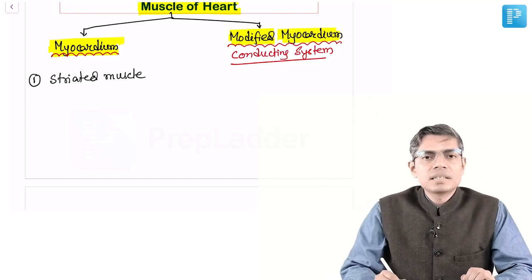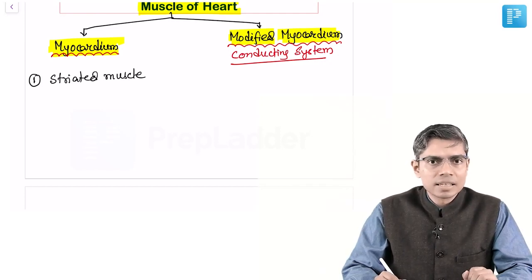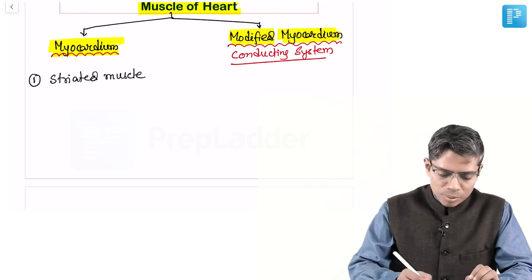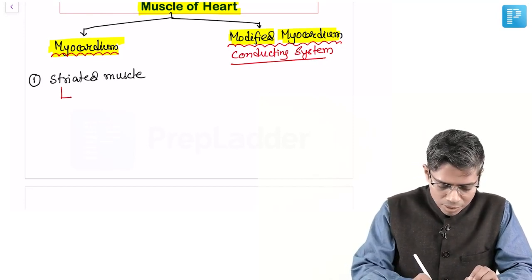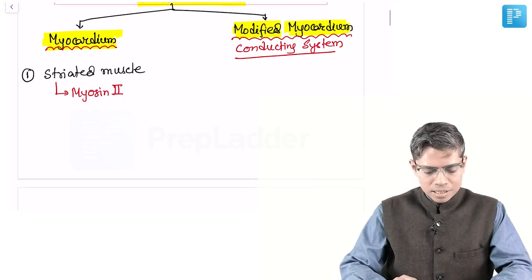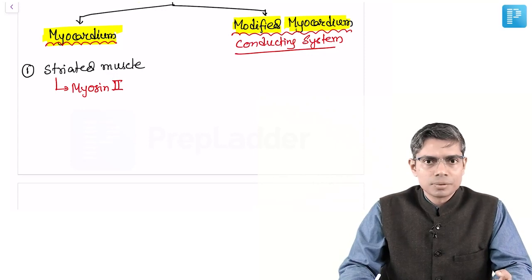And striations are due to the presence of alternate dark and light bands, and that is due to actin and myosin. We have to remember the myosin which is responsible for muscle contraction. Which type of myosin is there? That is myosin type 2. So myosin type 2 is responsible for muscle contraction in cardiac muscle, skeletal muscle, and smooth muscle also.